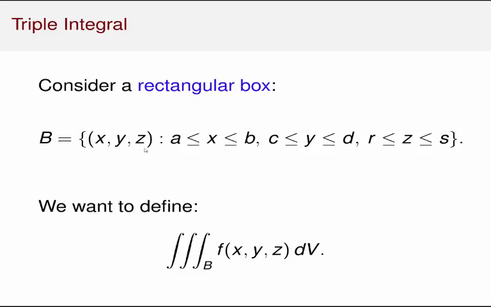Well, this is a set of points in space such that each of the variables x, y, z are bounded by constants. So here the numbers a, b, c, d, r, and s are fixed constants. The aim is to define the triple integral of a three-variable function f over this rectangular box.